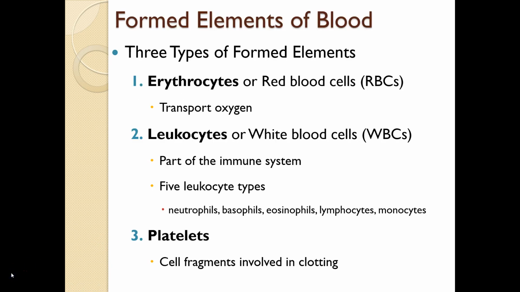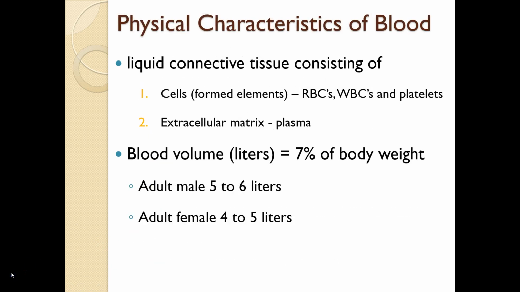So the cells of blood are red blood cells, white blood cells, and platelets. So those are what I call the formed elements of blood. And then the material outside is the extracellular matrix, and this is what we refer to as the blood plasma. So everything in the blood except for the cells. Blood volume makes up about 7% of the body weight in liters. So adult males, 5 to 6 liters, and females, 4 to 5 liters of blood.